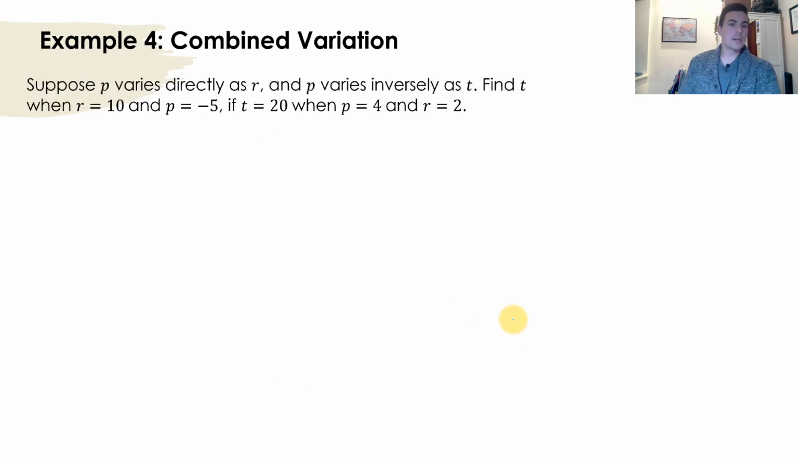Okay, now let's take a look at our combined variation. Now, one note here. We've got p that's varying directly as r, and p varies inversely as t. So we need to find t when r is 10 and p is negative 5, if t equals 20 when p equals 4 and r equals 2.